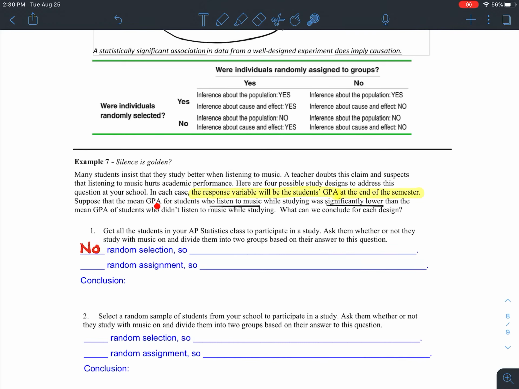Random selection, yes or no? Well, no, that's not random selection, because this was asking about seeing whether this was the case for the students in general at your school, and you are limiting it to asking only the stats students. So we're not randomly selecting students at this school. We're picking everybody in stats class. Since we did not do random selection, we can do no generalizing to the population, meaning the whole population in the school.